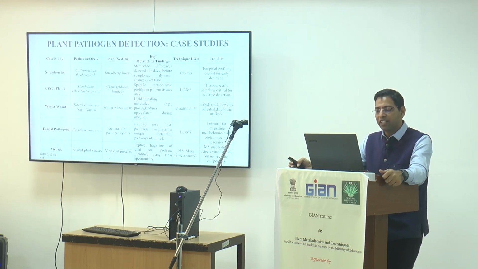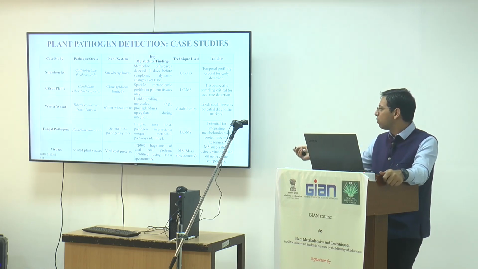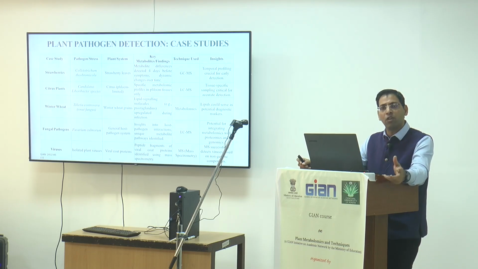The winter wheat pathogen is basically the smut fungus. It is a winter wheat grain, and lipid signaling molecules, that is the prostaglandins, are upregulated during the infection. We use a comprehensive overview to identify which lipids can be used as potential diagnostic markers for this particular activity. The fungal pathogen is Fusarium culmorum, and that is a general host pathogen system. Insight into the host pathogen interaction is based upon LCMS with identification of the unique metabolic profiling. This is potential integration of metabolomics with proteomics and genomics.